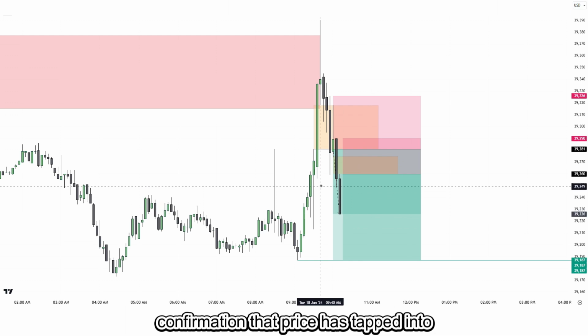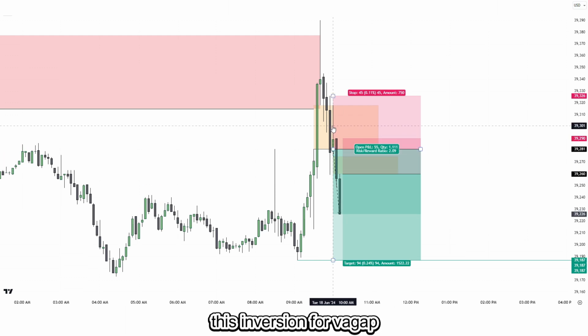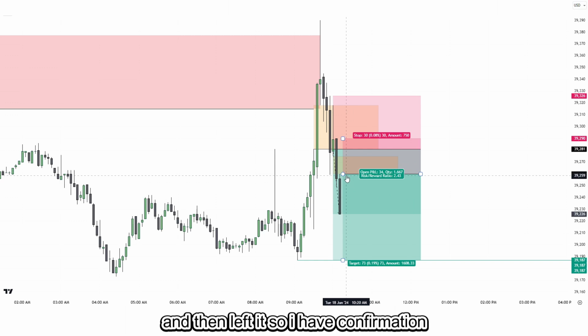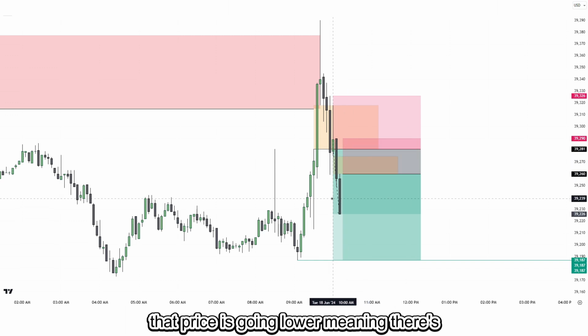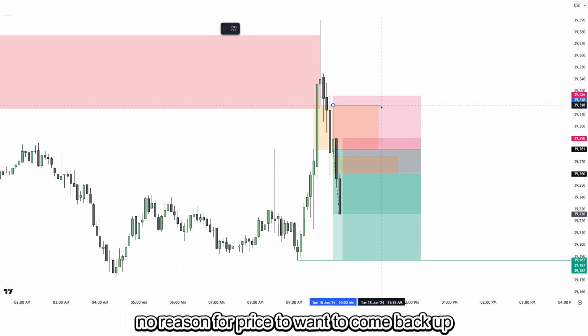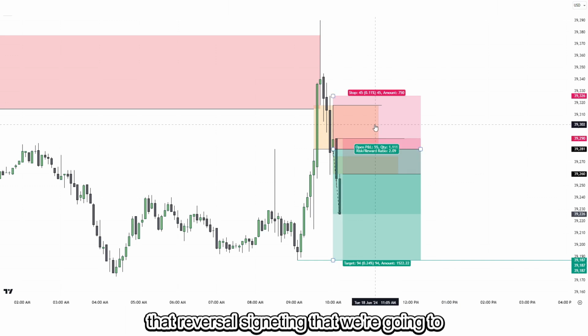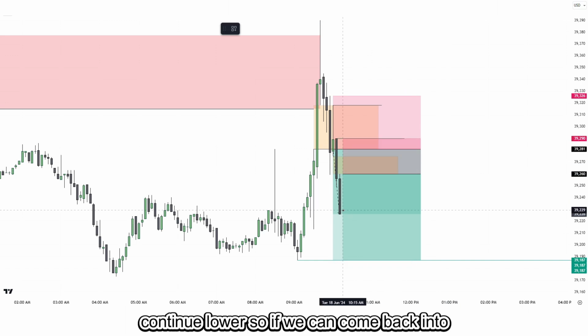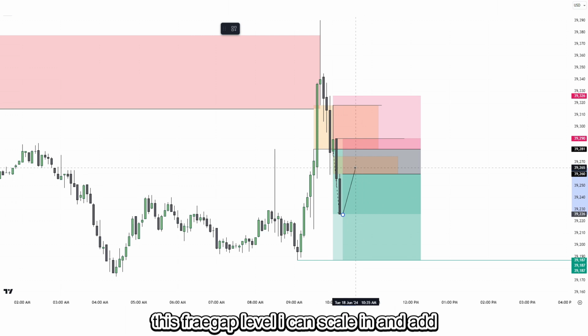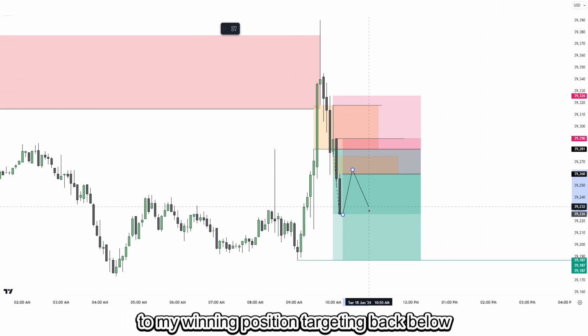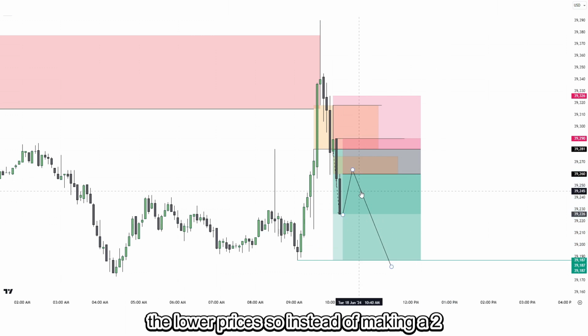I already got confirmation that price has tapped into this inversion fair value gap and then left it. So I have confirmation that price is going lower, meaning there's no reason for price to want to come back up into these highs, right? We've already made that reversal, signaling that we're going to continue lower. So if we can come back into this fair value gap level, I can scale in and add to my winning position, targeting back below the lower prices.